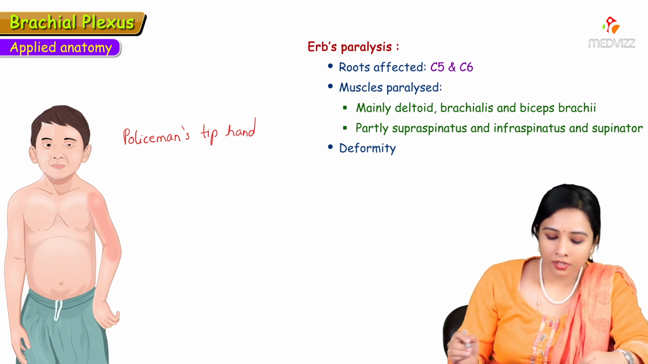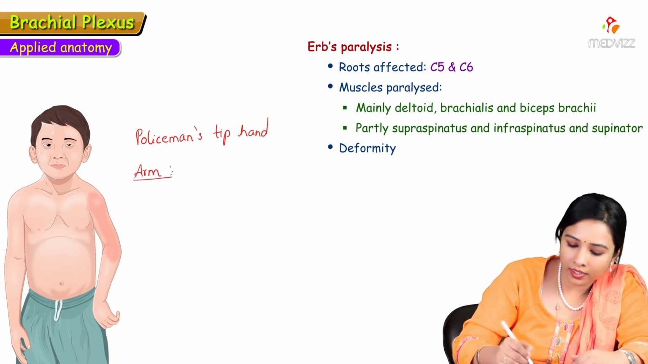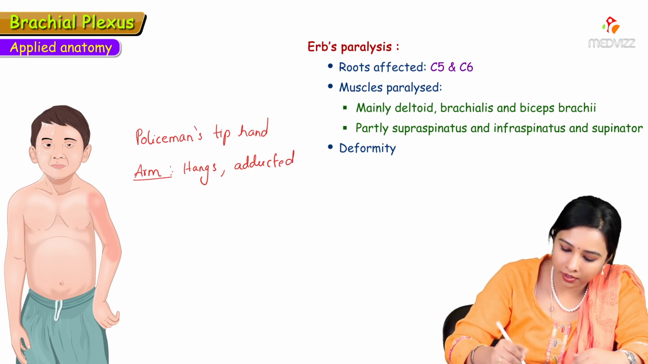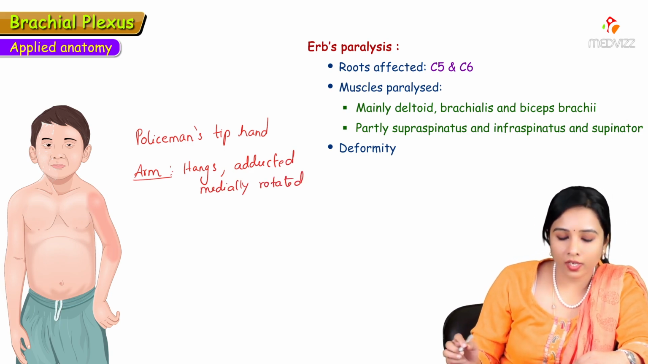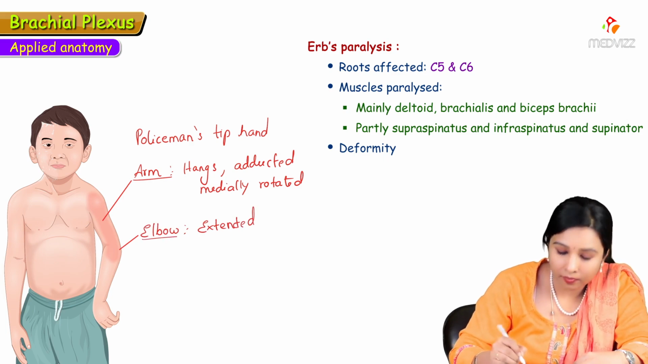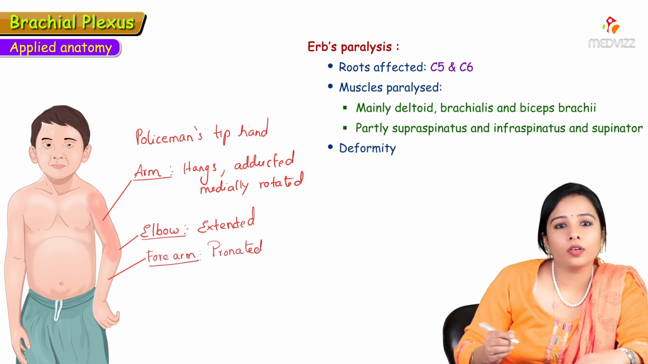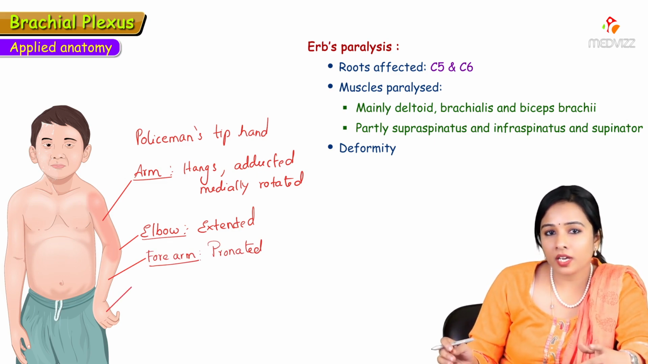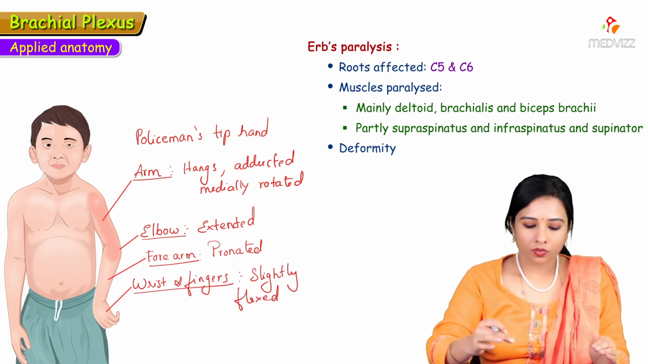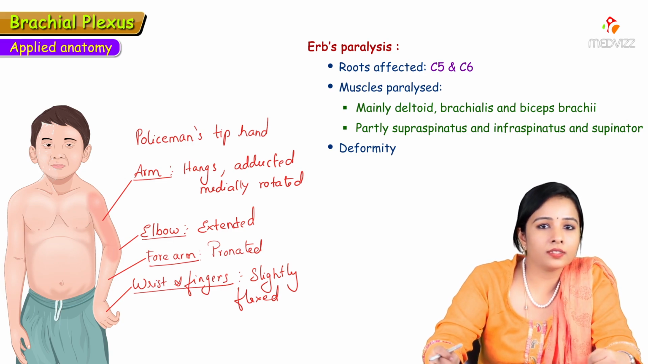Let's talk about its deformity. So deformity at the level of arm: the upper limb is hanging on the side, adducted towards the body, and medially rotated. So this is the position of the arm. And the elbow, you observe the elbow, is extended. And then the forearm, see the forearm, it is pronated. And the wrist and fingers, observe the wrist and fingers, they are partially flexed, meaning slightly flexed. So these are the deformities at each level, forming the whole deformity called policeman's tip hand or waiter's tip hand.